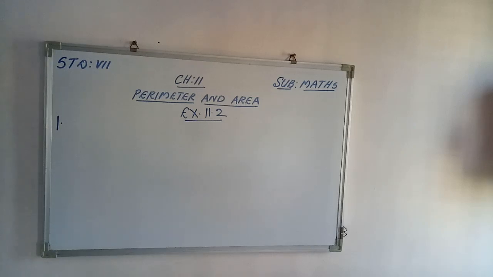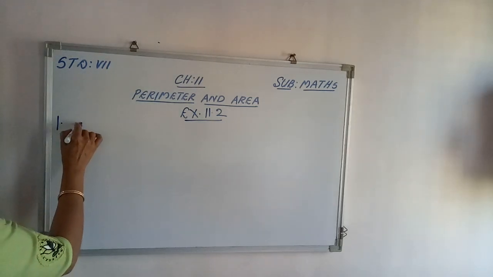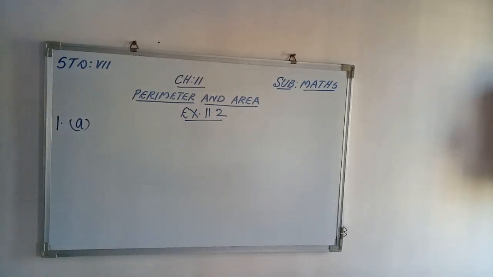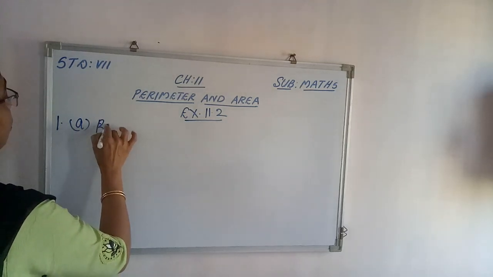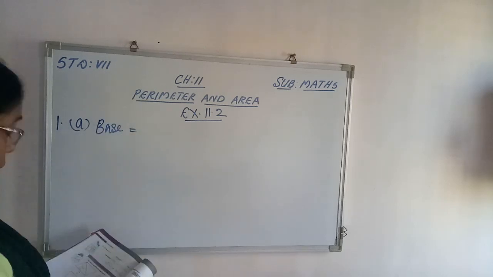In question 1 there are 5 sub-questions. First you take 1A. See the figure? It is given 7 centimeter as the base and the height is given as 4 centimeter. Then how to find out area of parallelogram? You know the formula. Area of parallelogram equals base into height. So first what is given, that you write here, base equals 7 centimeter.